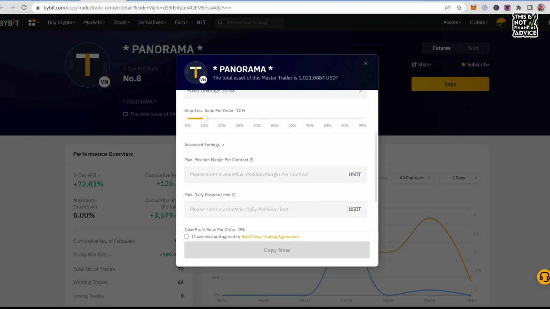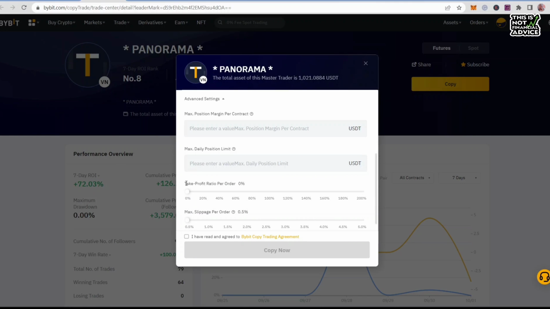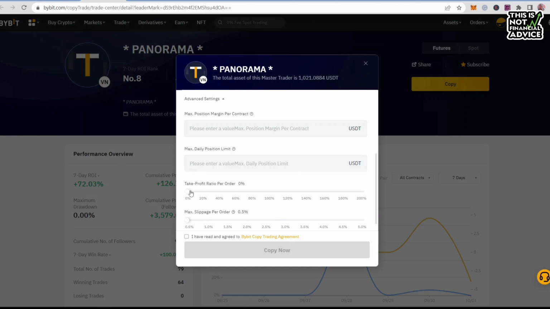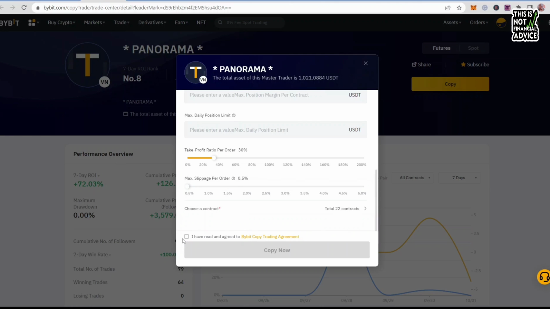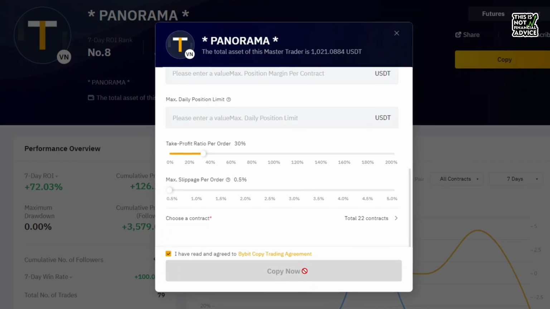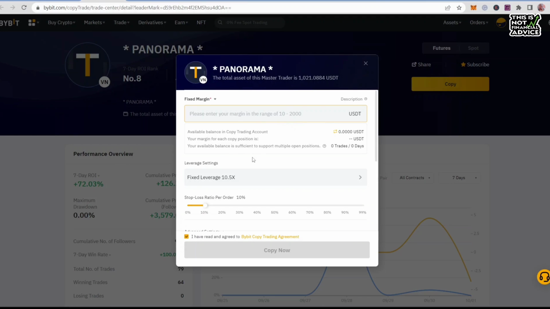So you just have to scroll down, and when you look closely, you'll be able to see this option that says take profit ratio per order. So I would suggest you just put it around 30% or 40%. So with that all set, you just have to click on this I read and I understand, then click on copy now. And remember, before you can copy any trade, you need to have a balance on your Bybit account in USDT.